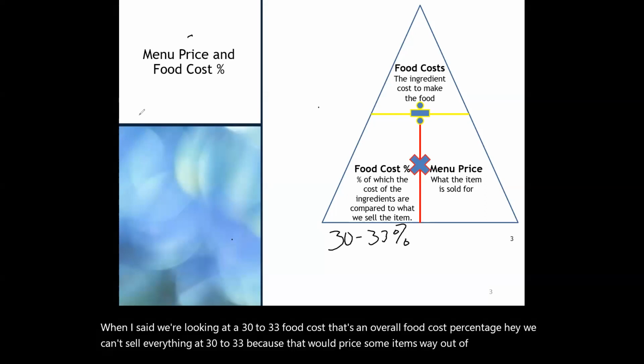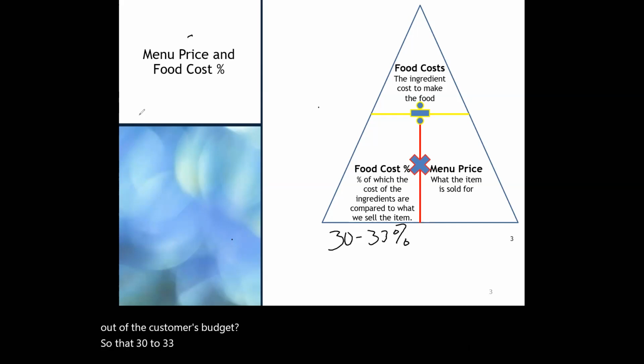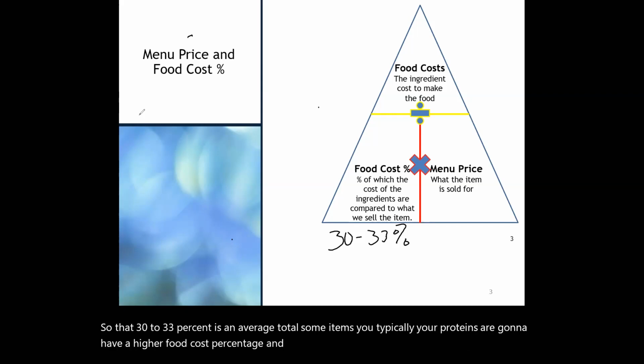Okay, and so that 30 to 33% is an average total. Some items, typically your proteins, are going to have a higher food cost percentage, and then the lower ones are going to be where you're going to make up that difference. You're going to make up that money.